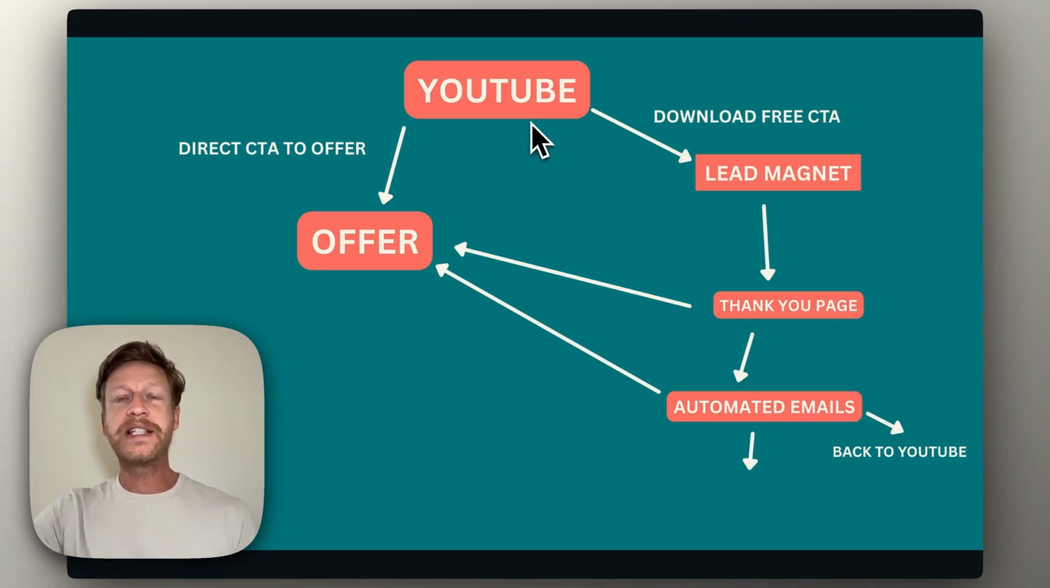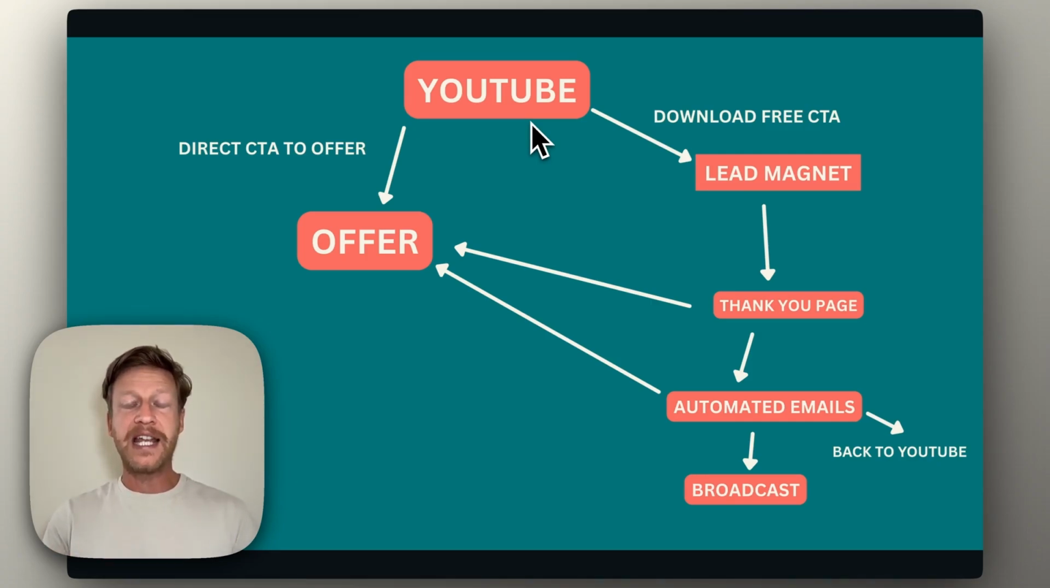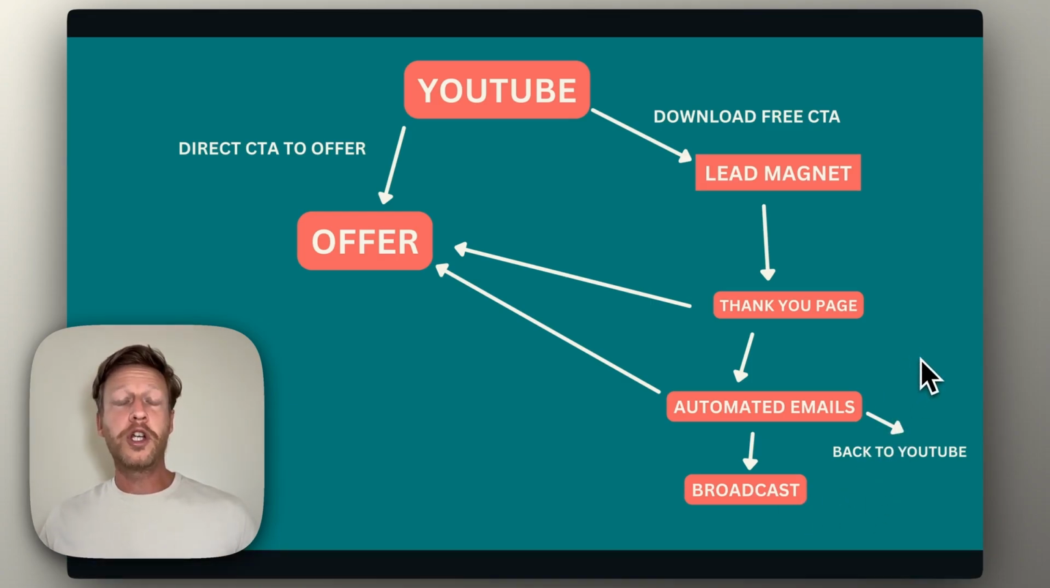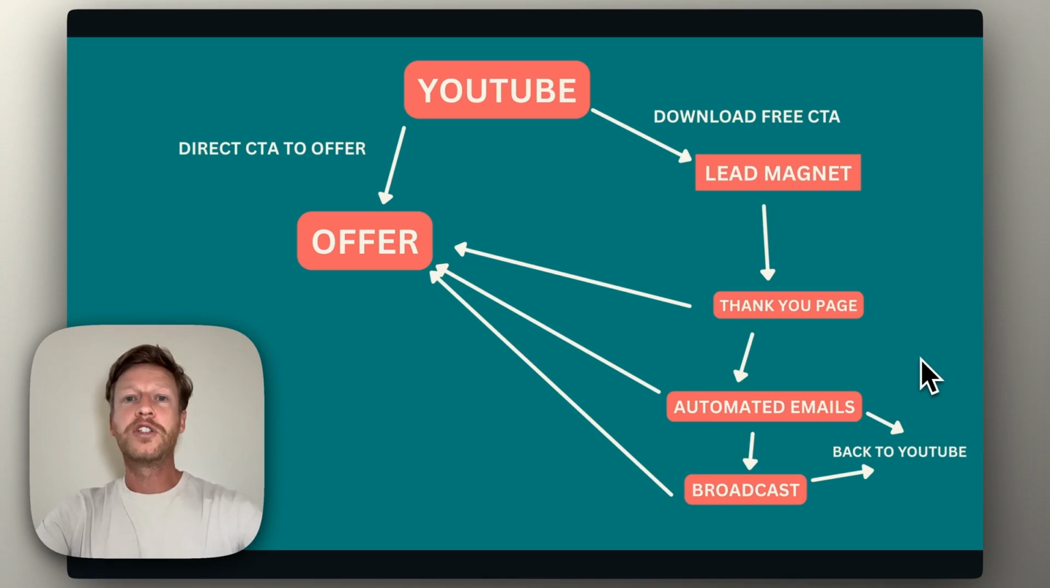Now, once those automated emails have finished, you can then send people broadcast emails. Now, these are the emails that you write today and send today or tomorrow. And you send it to everyone who's already been through the automated emails. So think of this as like a newsletter, sending out a newsletter to people who have gone through your series of automated emails. And again, we can send people back to YouTube for this broadcast. So if you have a new video on YouTube, you can send out an email telling people to watch it, or we can send people to our offer again.